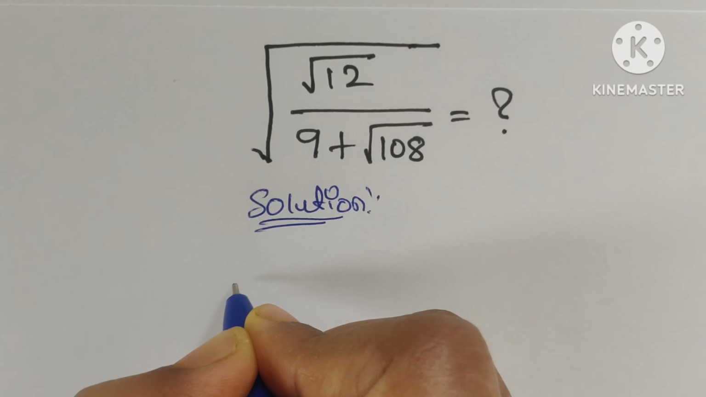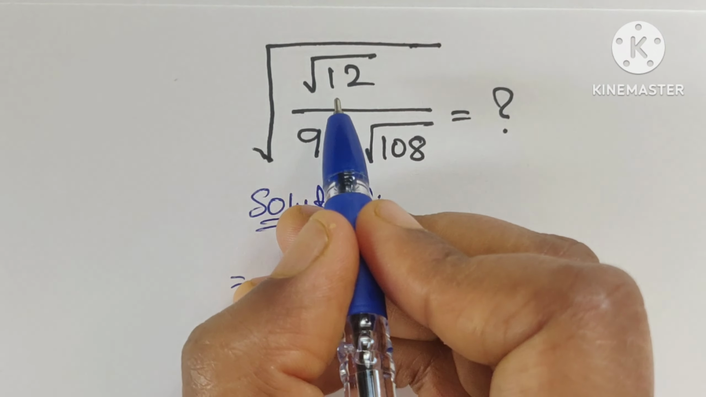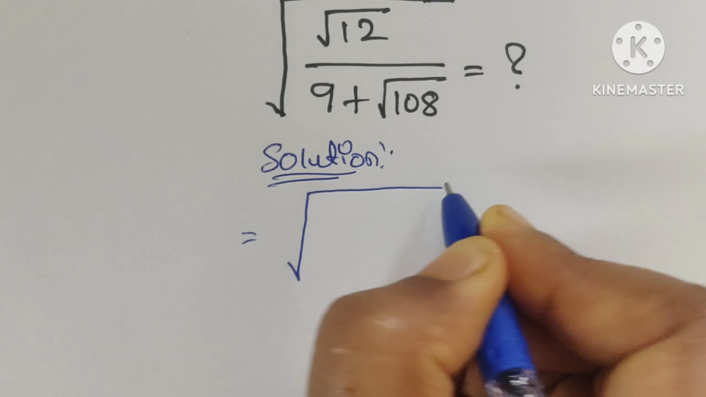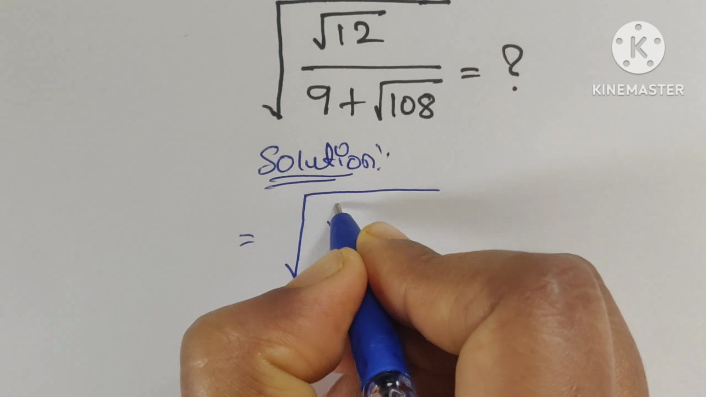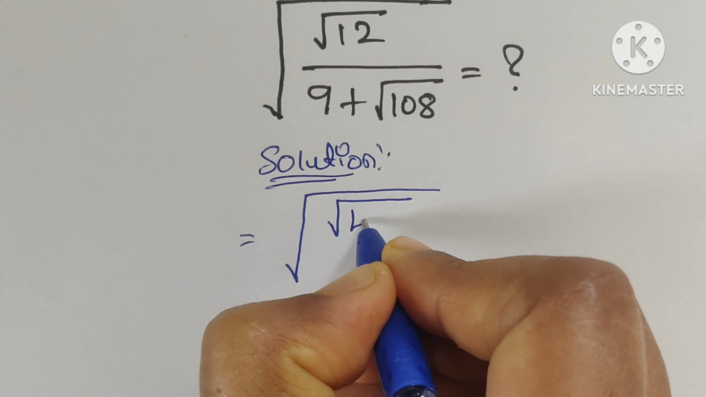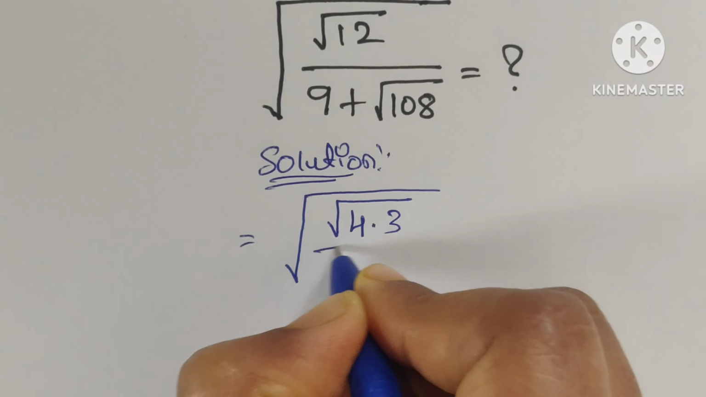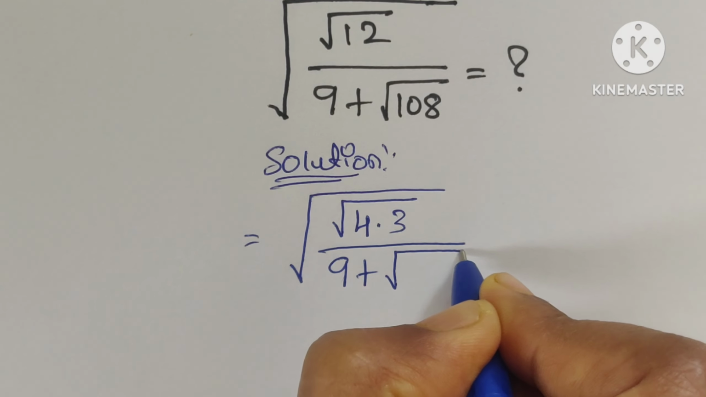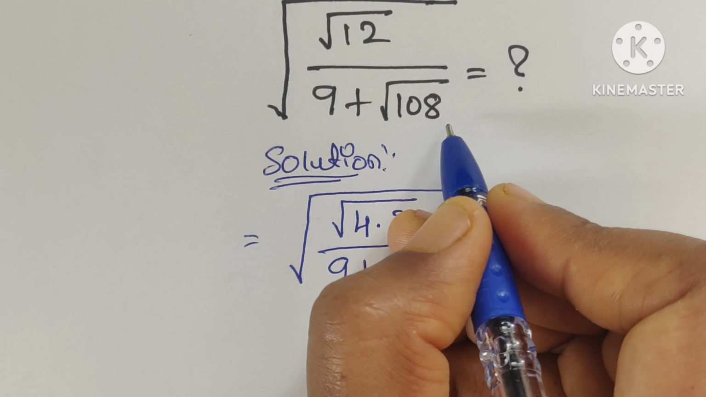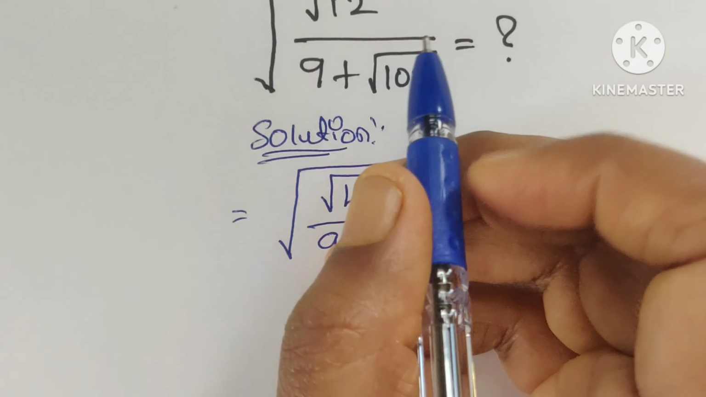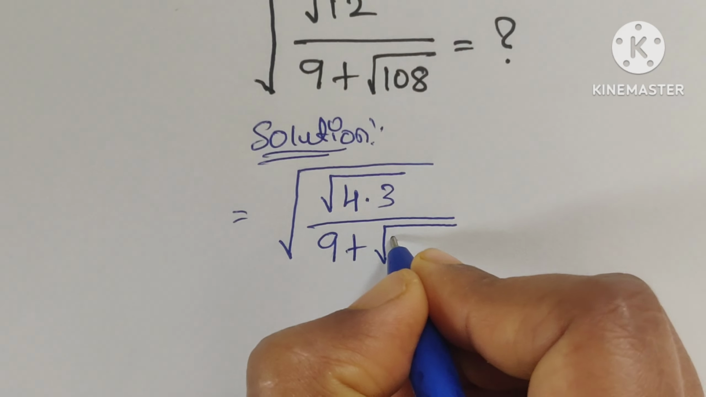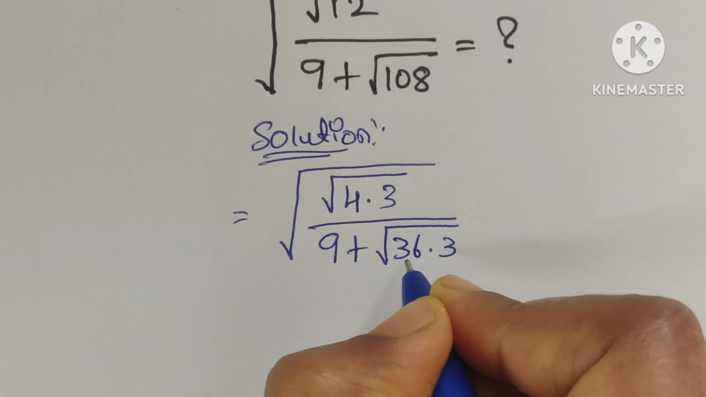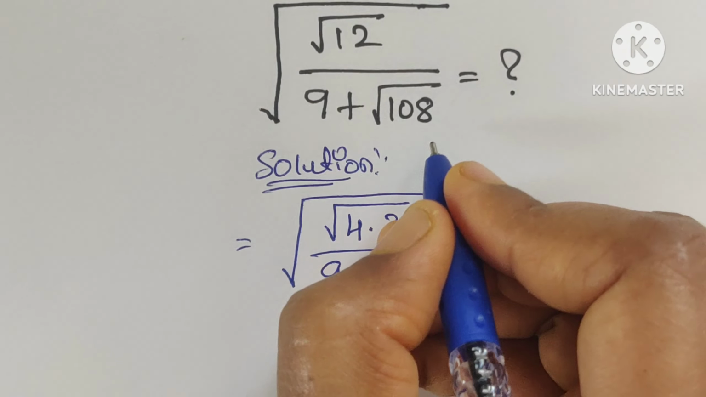So here we have given square root of 12. So square root of 12 we can write as 4 times 3 divided by 9 plus square root of 108. So 108 we can write as 36 times 3. So 36 times 3 is equal to 108.